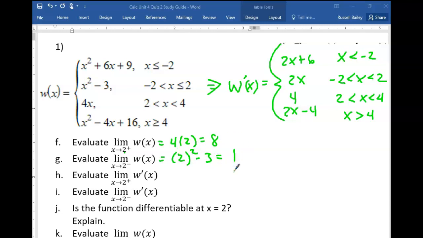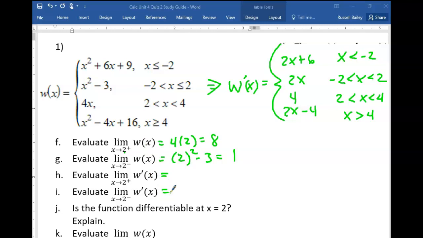Now I'm still going to answer the rest of the questions, but we can already tell right now that this is not a differentiable function at that point because this piece and this piece don't have the same left and right hand limits. And what that means is these two pieces don't connect, which means the function is not continuous. And a function cannot be differentiable if it's not continuous. But we're still going to answer the rest of the questions anyway here.